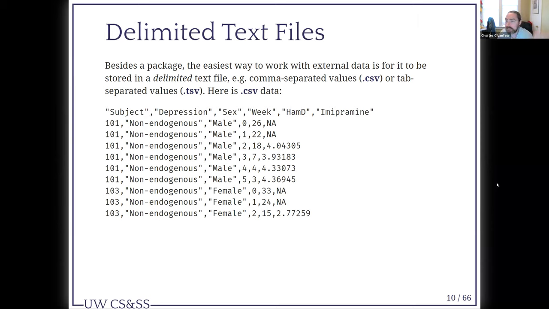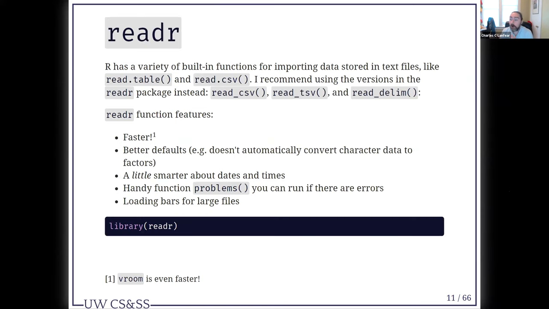Okay. Ideally, CSVs are what you're going to encounter. R has built-in functions for importing data stored in text files like these. These functions are things like read.table, which is a general version, and read.csv, which is specific to comma-separated values. I generally recommend instead using the tidyverse versions in the readr package. These are read_csv, read_tsv, and read_delim, plus a few other ones.